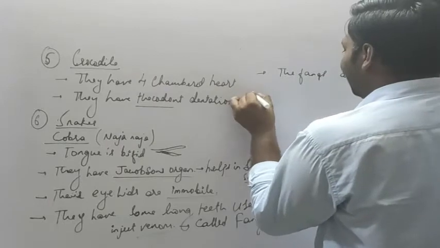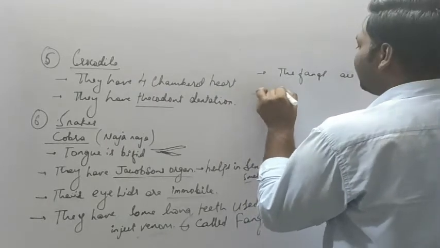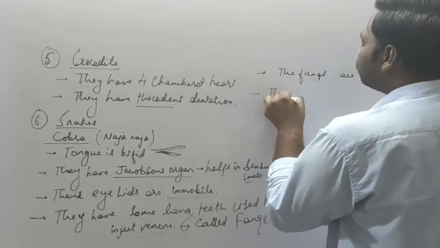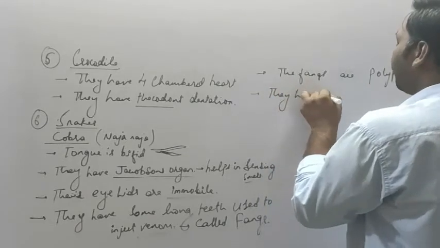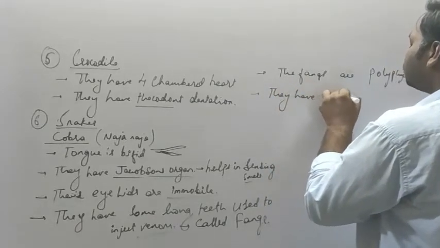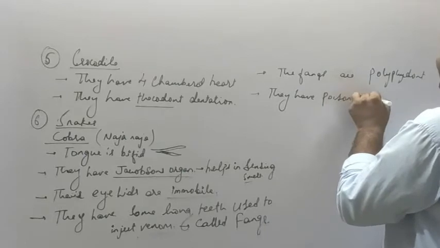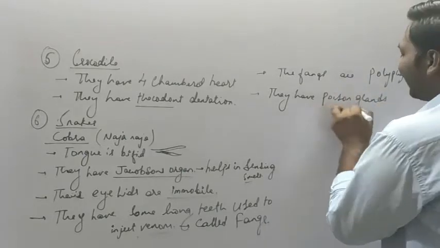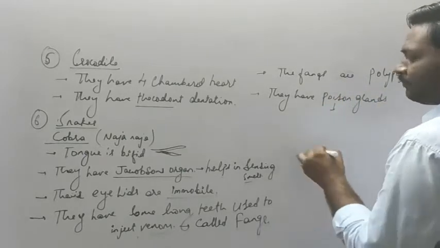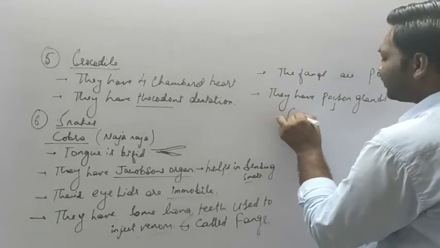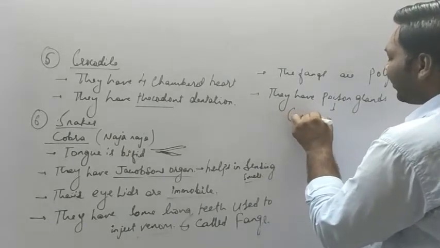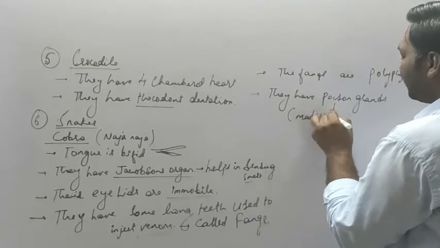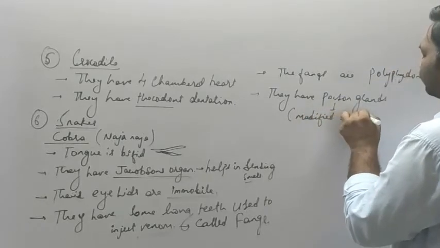Okay, then next, they have poison glands. Now what are poison glands? Poison glands are actually modified salivary glands.